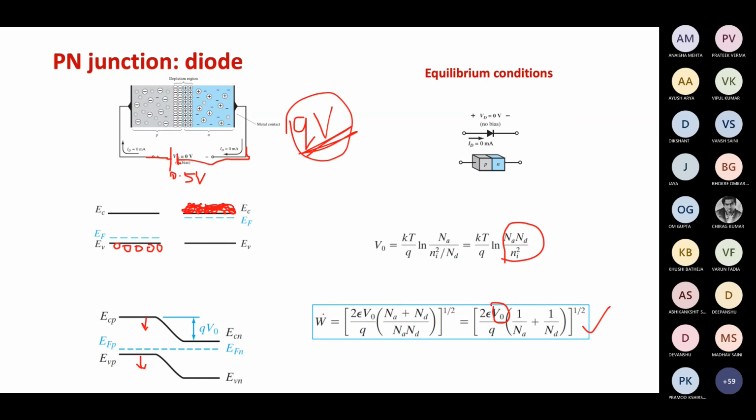Okay, so these electrons that were sitting here will find it even more difficult to go to this side. So this diffusion current will be reduced, and only the drift current will remain in the system. And in forward bias, this hill is reduced, so the diffusion current will increase.